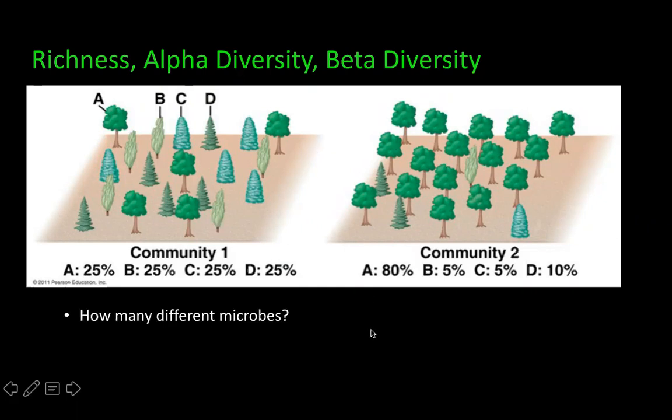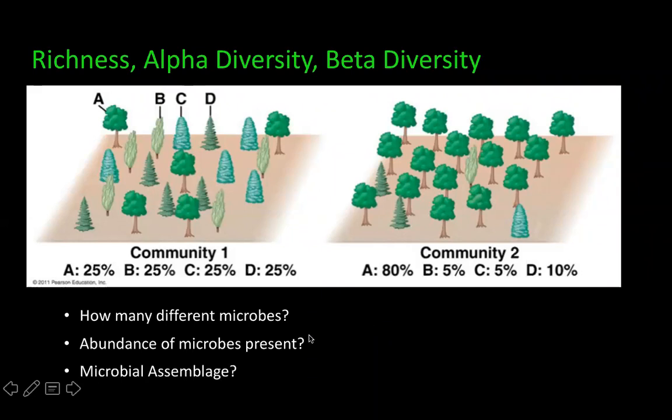So first we want to know how many different microbes are in the soils across these different landscapes. What's the abundance of these microbes present? And is the microbial assemblage different between these communities found in park soils, lawn soils, garden soils, or these forested areas within our campus?